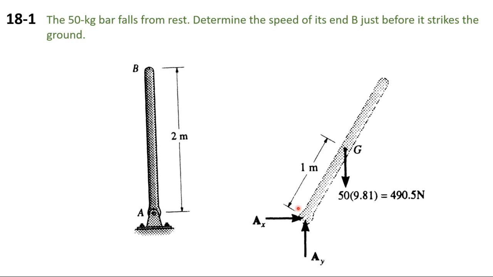We are going to start first by sketching the free body diagram you can see in front of you. We have directions Ay and Ax, and the centroid located in the middle, at half of the bar. Then we find the weight, which is 490.5 Newton, equal to 50 kilograms multiplied by the gravitational acceleration.